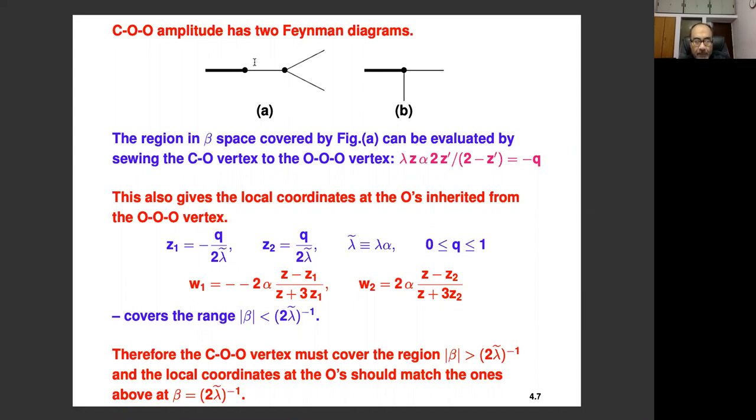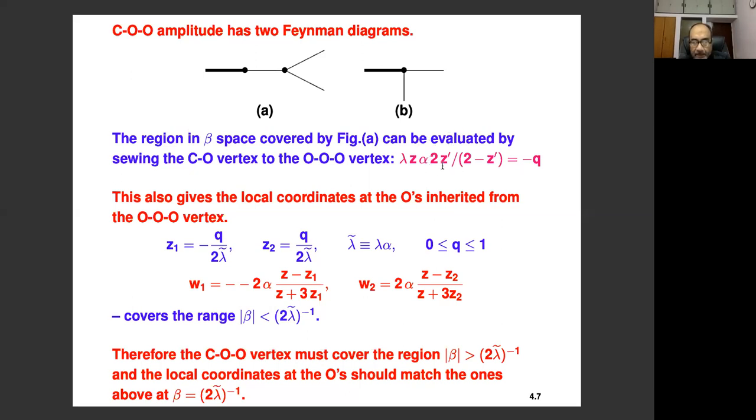Okay. So in the CO vertex, the local coordinate was lambda times z. And in the OO vertex, I can choose to place the puncture at z prime equal to 0. So that's alpha times 2z prime over 2 minus z prime. So we equate this equal to q. And now we can determine the location of the punctures in the z plane. The closed string puncture, of course, is at z equal to i, because that comes from this CO vertex. And the two open string punctures which are left out here, one is at z prime equal to 1, the other one is at z prime equal to infinity.